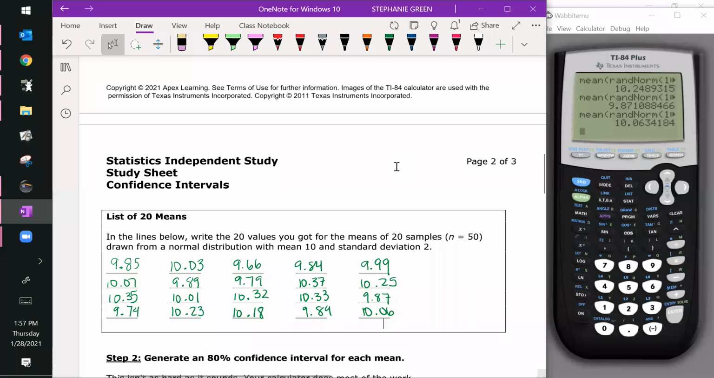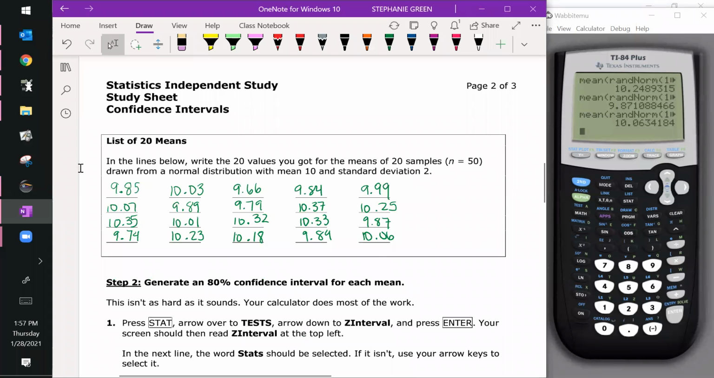Okay, so now I have all 20 of my sample means calculated, and you can see all of these sample means from the 20 different random samples are all very close to 10. 10, remember, is the actual population mean. So that's exactly what we expect to see.